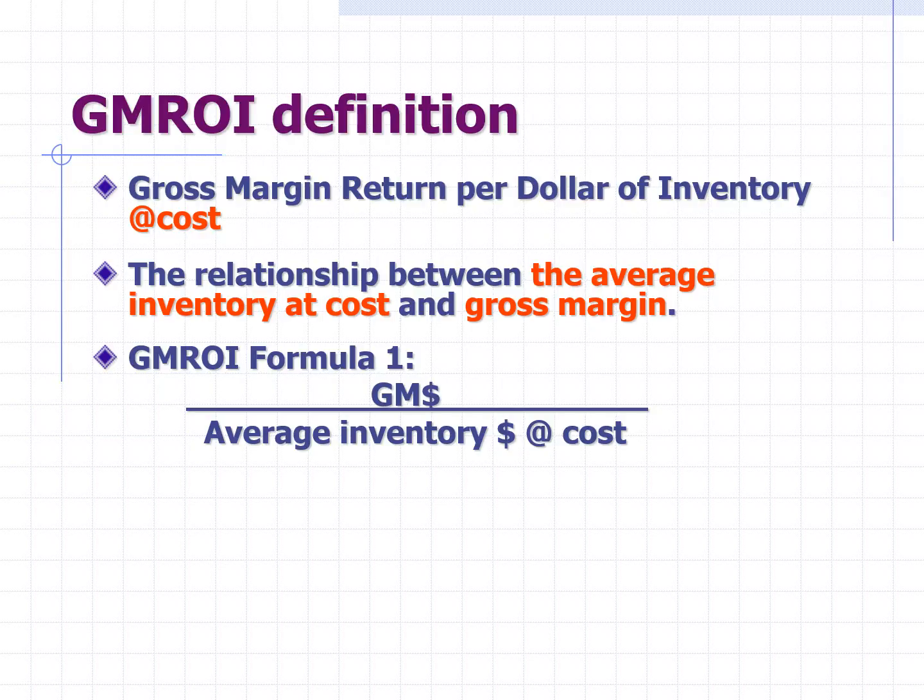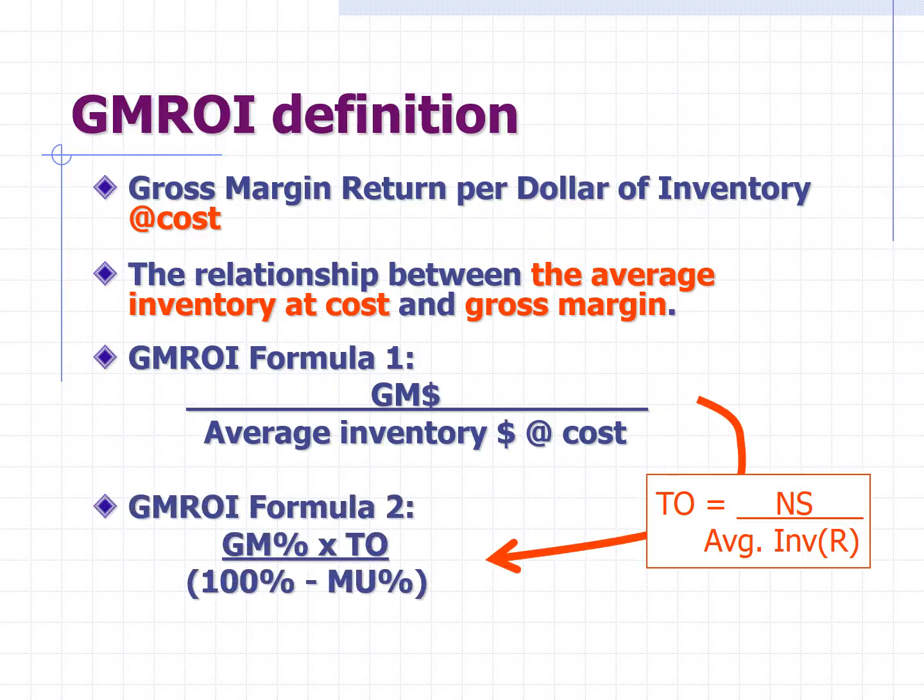So given that meaning, the first formula we can think about is basically GMROI equals gross margin dollar divided by average inventory dollar at cost. Then, knowing that turnover is net sales over average inventory at retail, we can turn this formula one into formula 2, which is gross margin percent times turnover over 100% minus markup percent. That gives the same GMROI as the first formula.